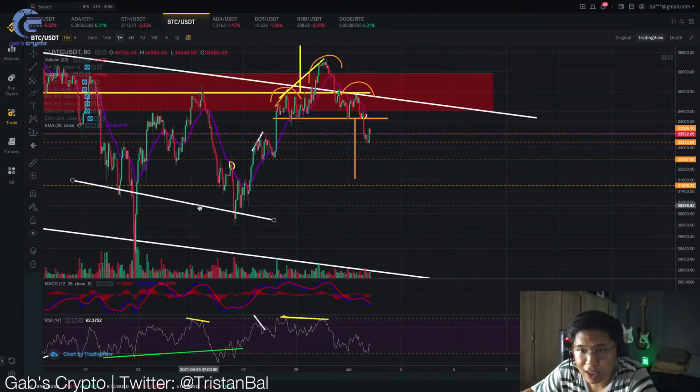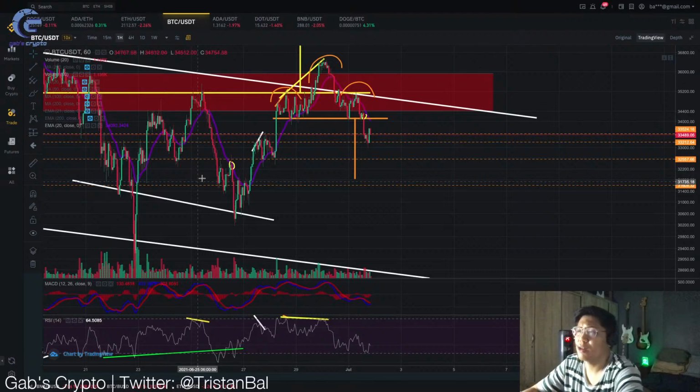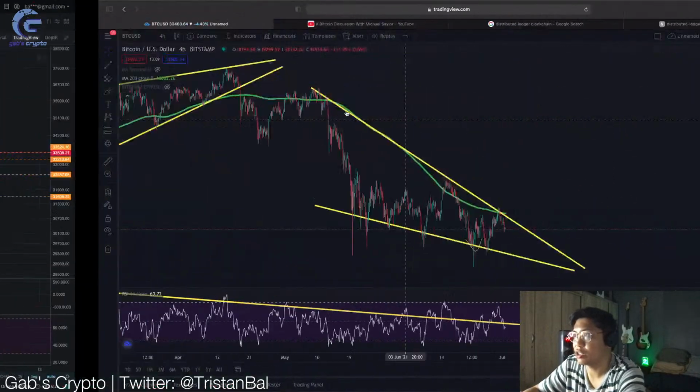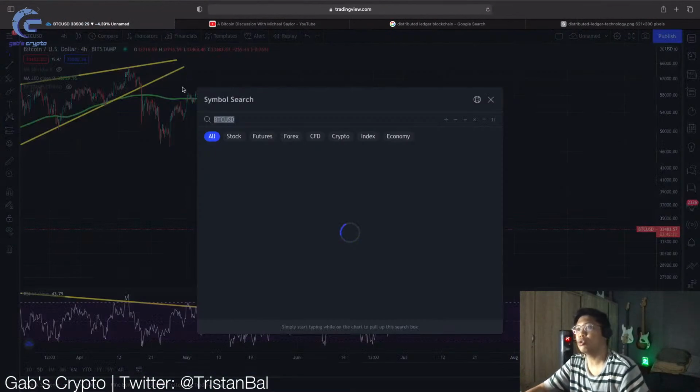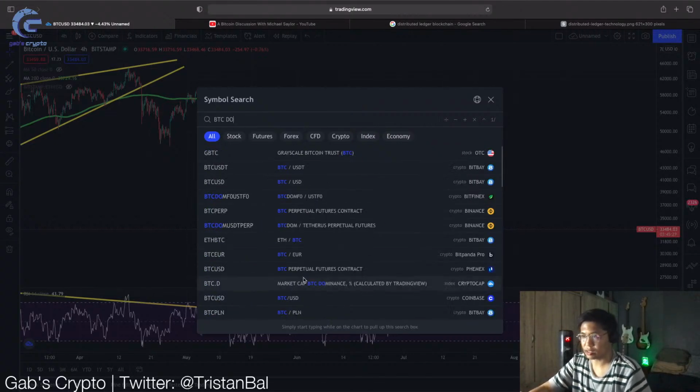Anong pair pinaka-compatible ni BTC? Sa own opinion lang po na sa pag-TA. Siguro, ang kailangan mo tingnan first is the Bitcoin dominance chart. So, let's say you want to go into any altcoins, ang kailangan mo palagi tingnan is this chart, Bitcoin dominance.